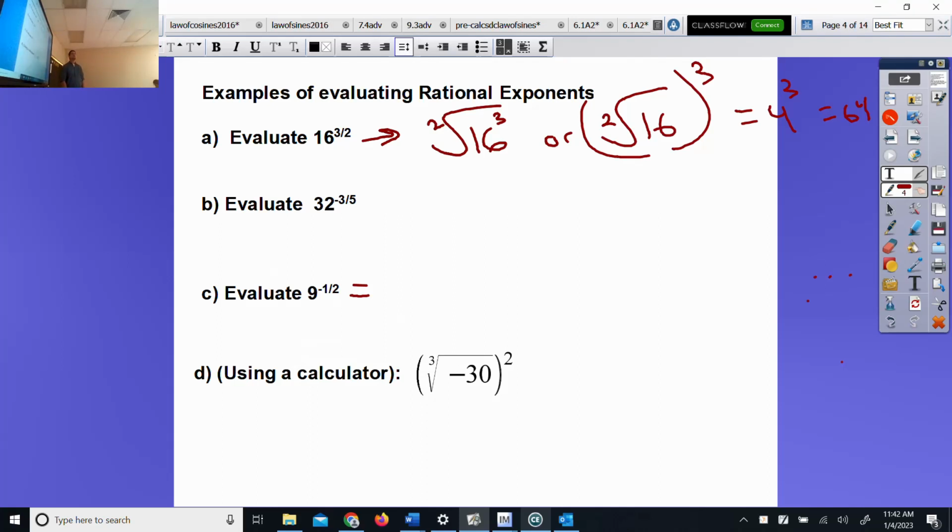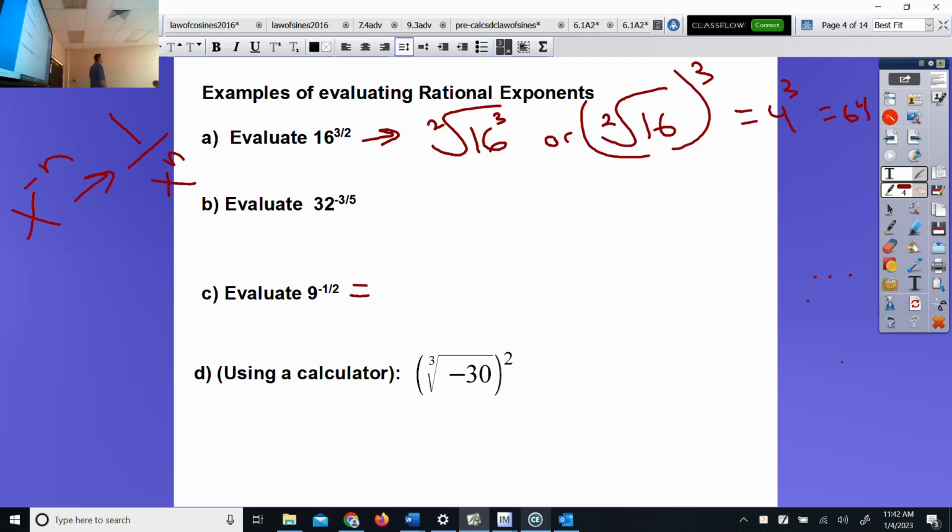All right, evaluate 32 to the negative 3/5 power. What do you know is funny about that? Negative exponent. So you've got a rule that talks about x to the negative n. How do you write x to the negative n? 1 over x to the n. I just don't want to spend that much time writing.